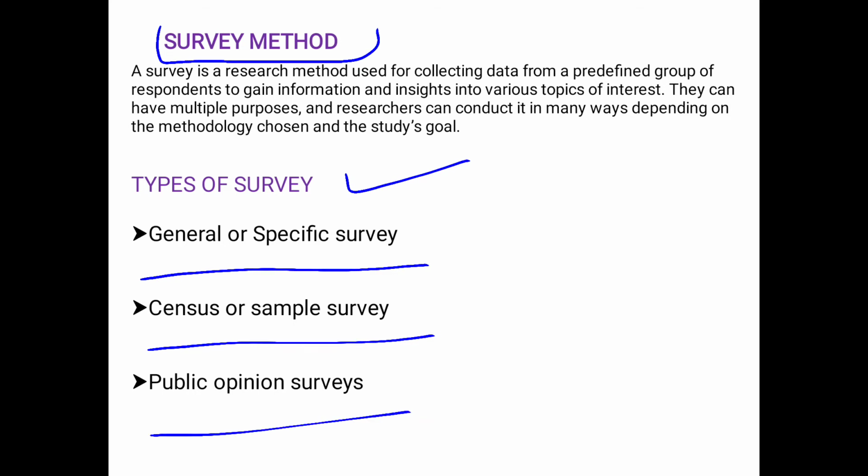Next point, public opinion survey. Public opinion is the collective opinion of the people of a society on a specific topic. So it is simply a survey of public opinion from a particular sample.